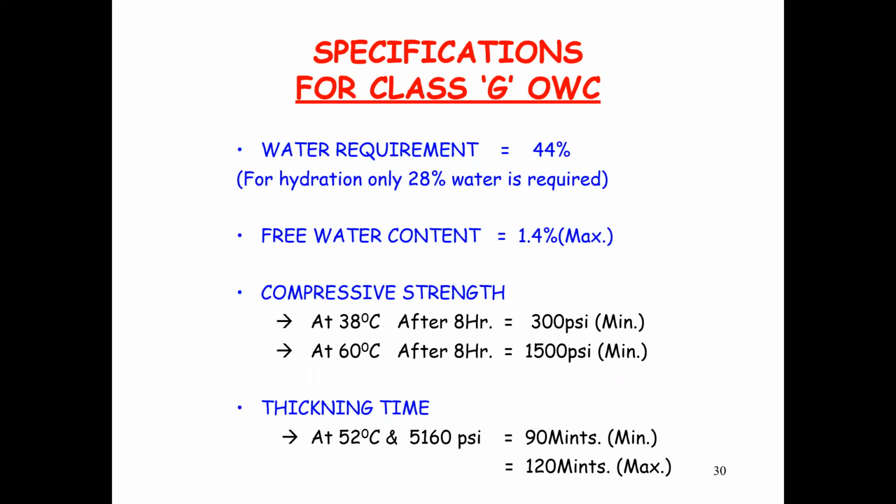Then I already told you yesterday in the calculations, in Class G cement, 44% water is required, with maximum free water, and this is the compressive strength at 38 degrees centigrade, 8 hours. These are API specifications, and ONGC also adopts the same. At 60 degrees, it should have minimum 1500 psi. Whichever cement we are using, the thickening time at 52 degrees centigrade and 5160 psi should be minimum this. When we procure Class G cement, these parameters are specified.